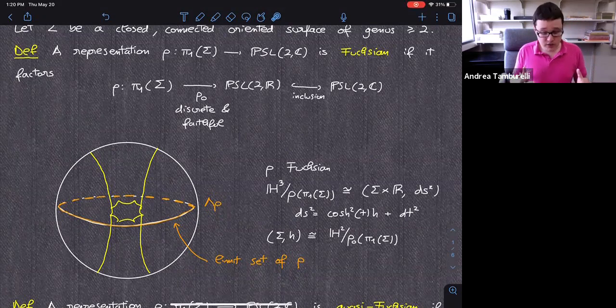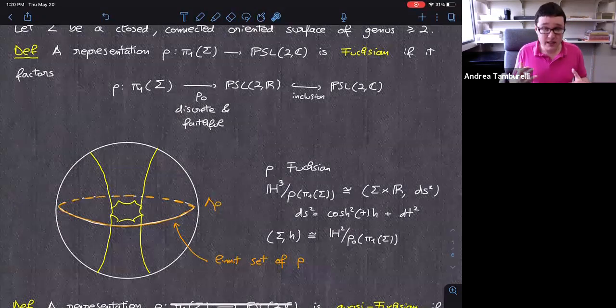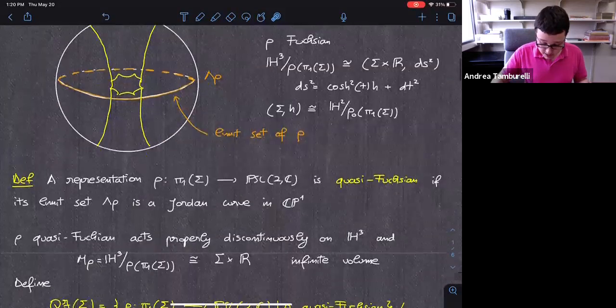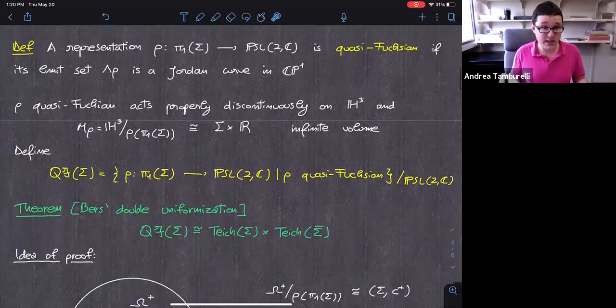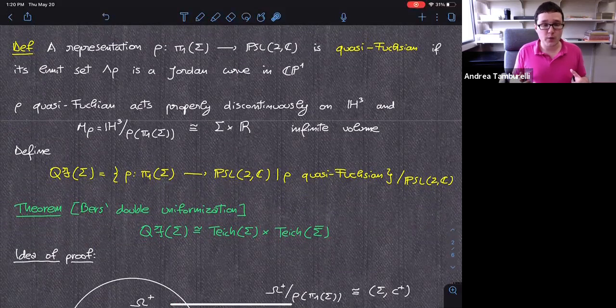Okay, so we are now interested in small deformations of Fuchsian representations. So those are quasi-Fuchsian representations. So these are representations into PSL2C with the property that the limit set is a Jordan curve.